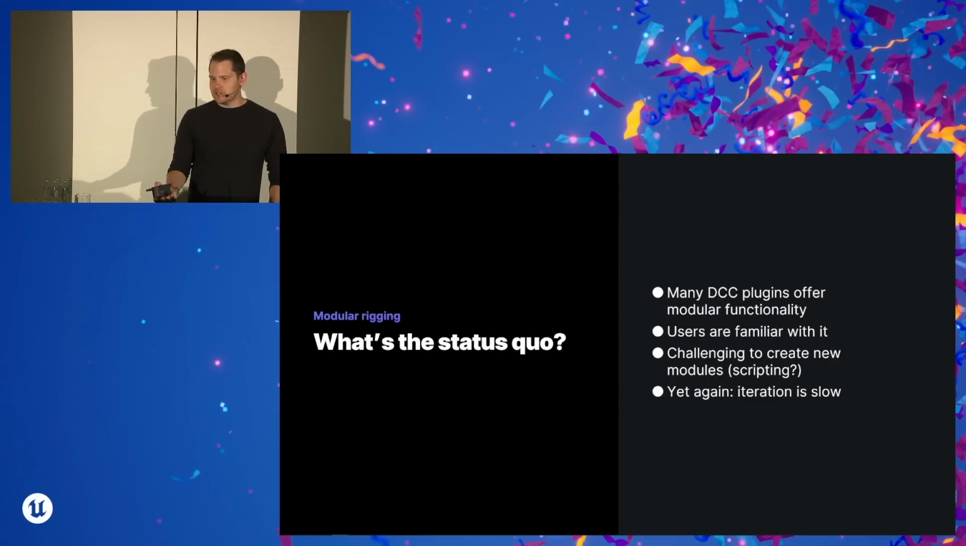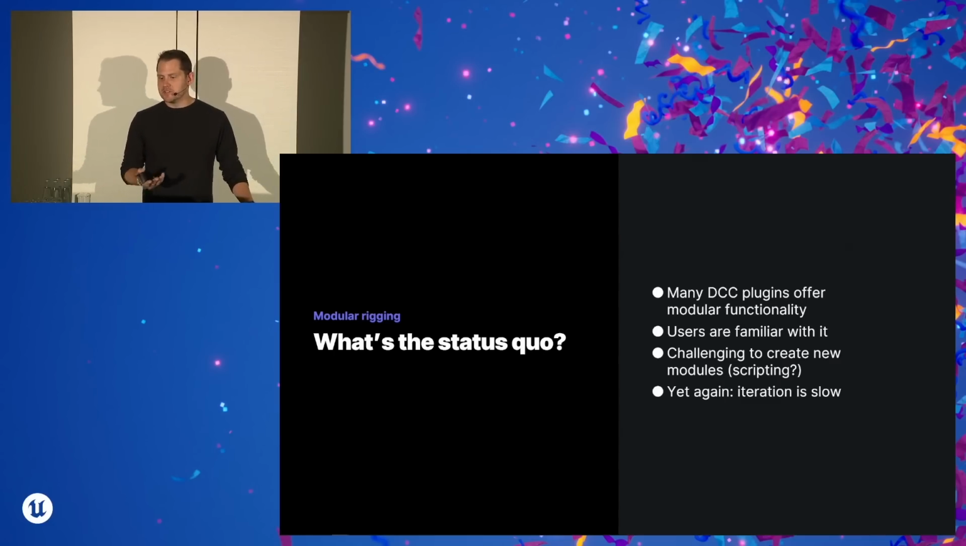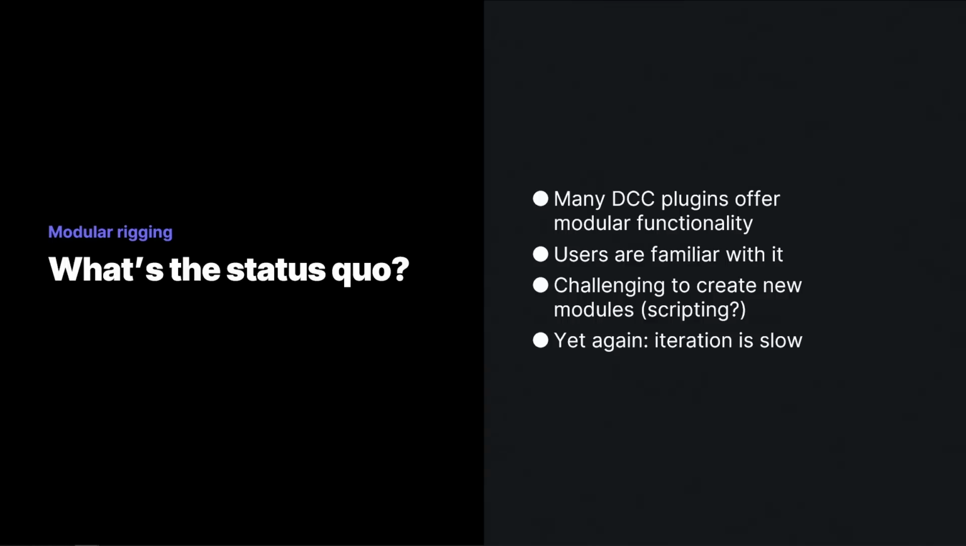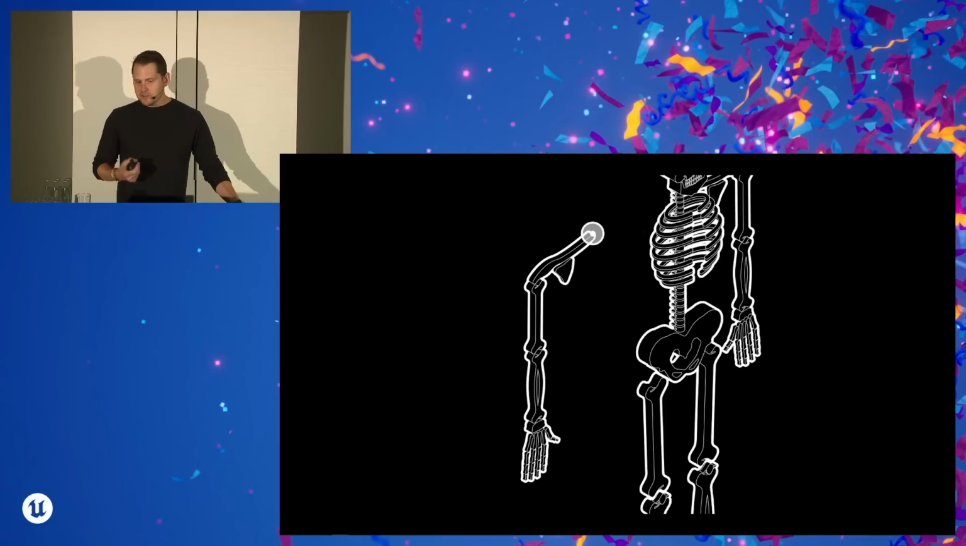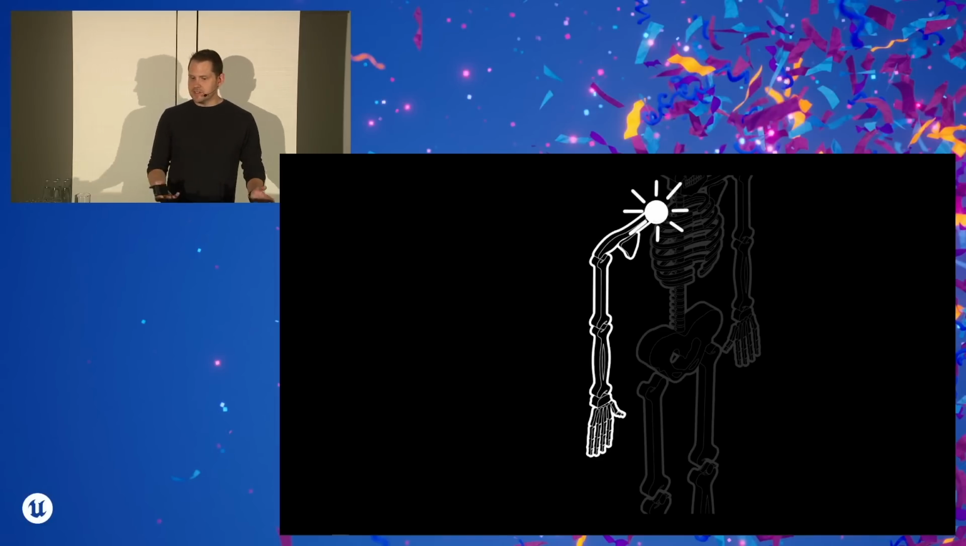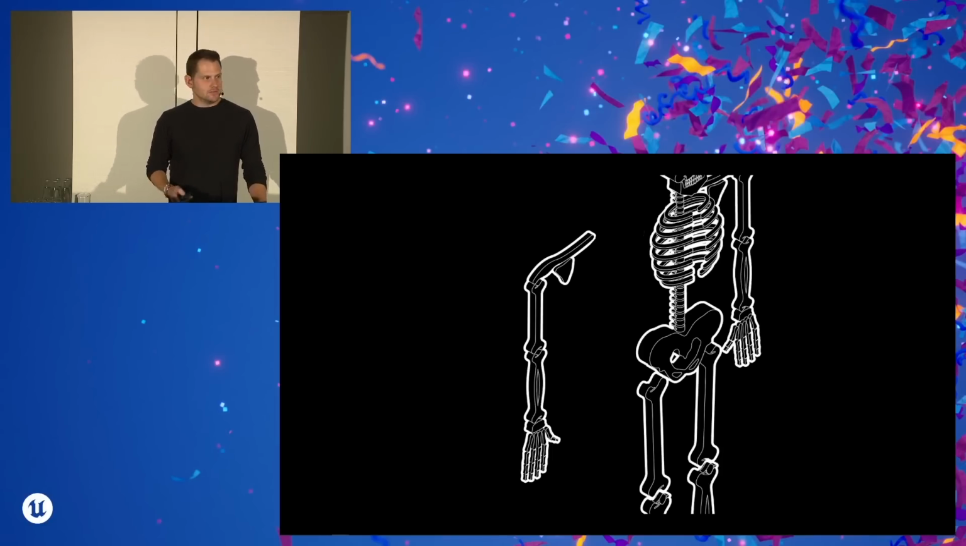So as I hinted before, plugins for DCC offer some of this functionality. The concepts are somewhat known by now. Usually it tends to be hard to add a new module, often only possible in a scripting or programming language. So getting to a character rig is slow. Typically, you have to run a script in Maya, wait for a couple of minutes, and eventually you see the rig to test it. But because we are Unreal, we wanted to make everything real time, a rapid iteration in a visual way.